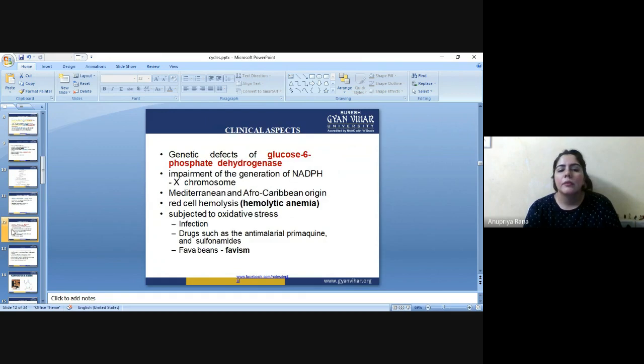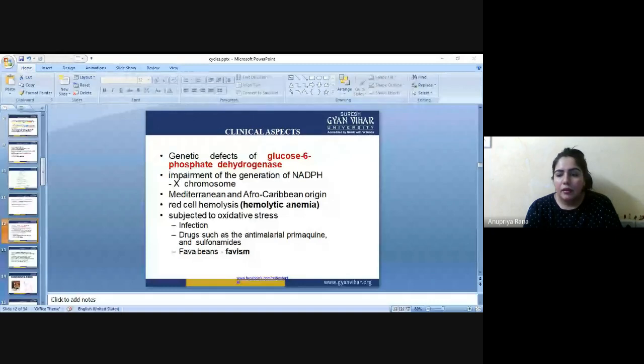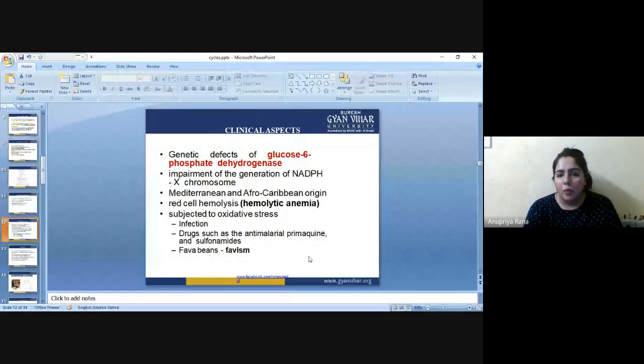Next, we will see the clinical aspects. Clinical aspects are also related to our human body because, in disease, the pathway has some problem. For example, a genetic defect of glucose 6 phosphate dehydrogenase impairs the generation of NADPH, on the X chromosome. If there is a problem in NADPH synthesis and no ribose sugar is produced, the opposite effect can come into our genetics.